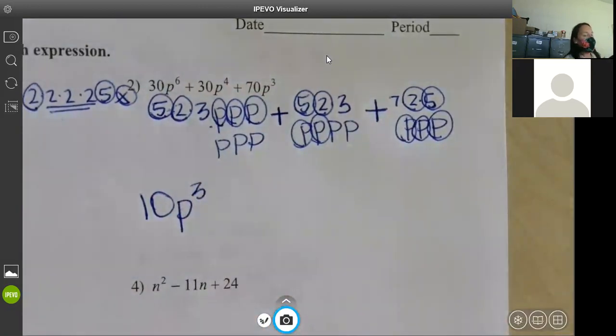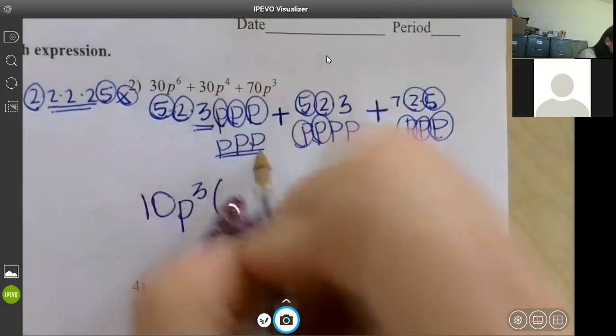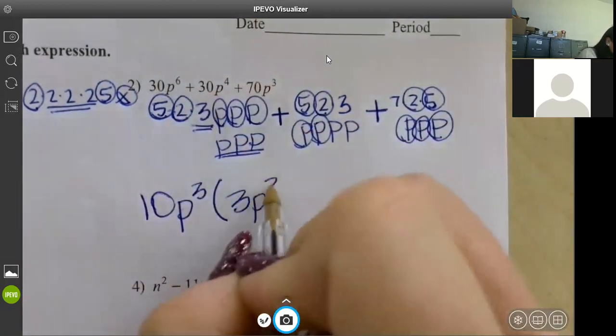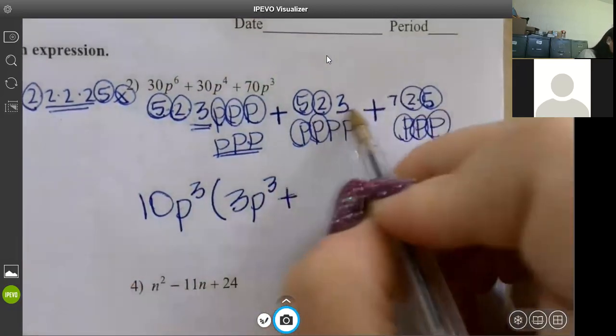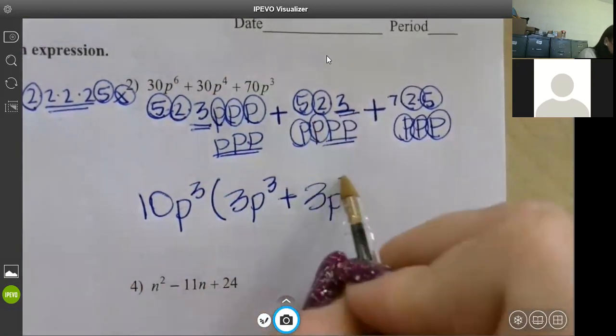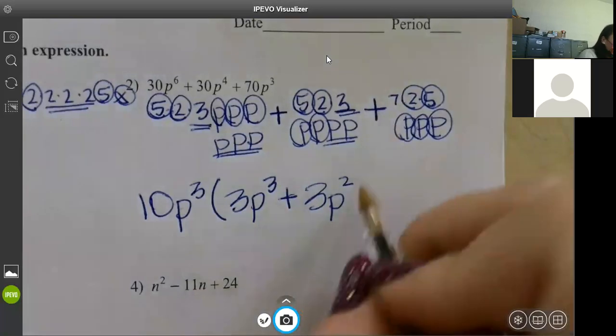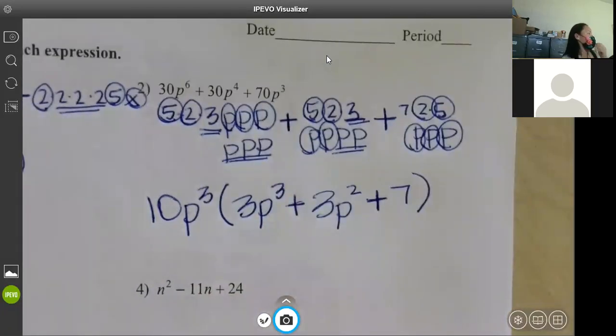Then you write down the leftovers. I had a 3 and 3 p's. So 3p cubed. Did a big fat plus. I had a 3 and 2 p's. So 3p squared. And the only thing I didn't have in the end, or didn't circle, was a 7. So you're going to have a couple questions that say just find the GCF. That's all you have to do. Don't do any more than that.